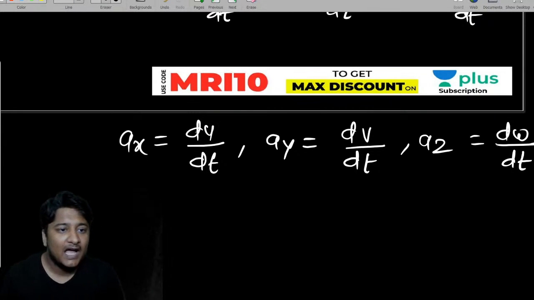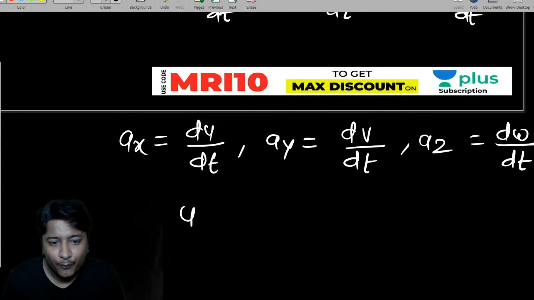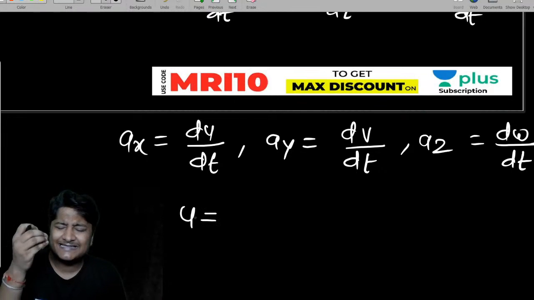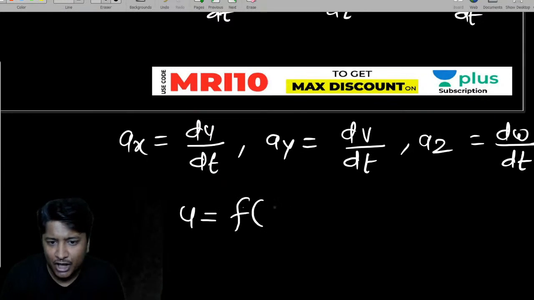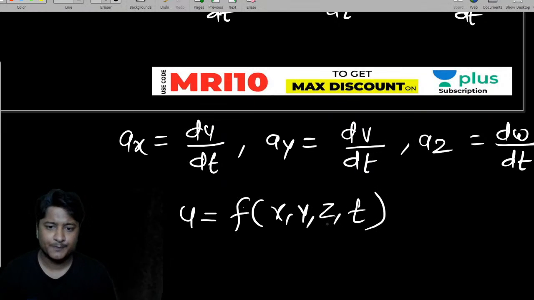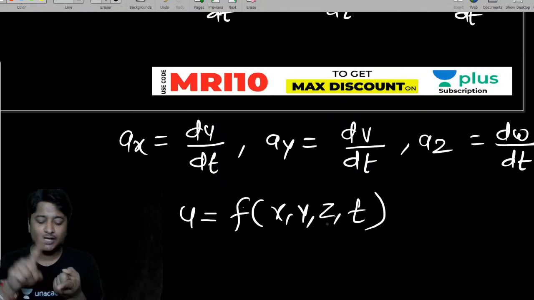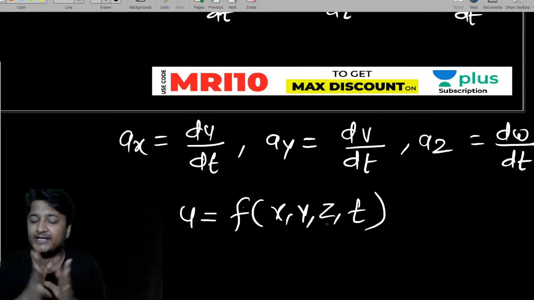Now, basic things again. I will take the example of u, and first I will derive ax and show you. If I am taking the example of u, it is a function of x also, y also, z also and t also. It can be a function of all of them, x, y, z, t.